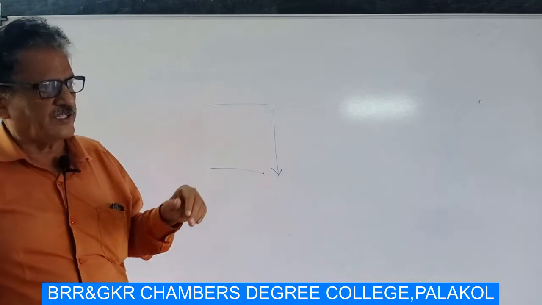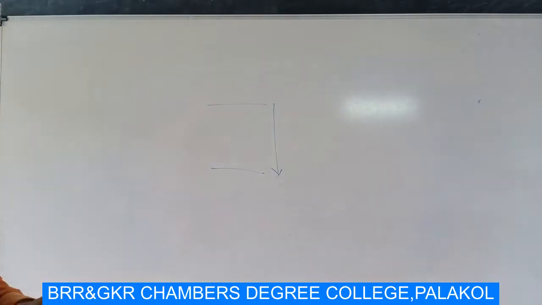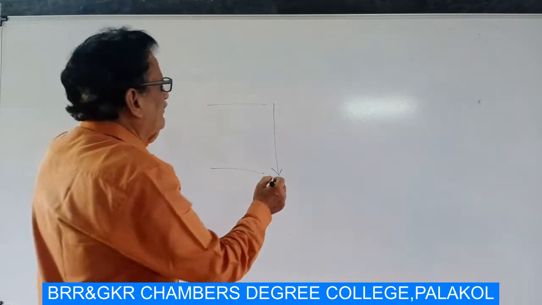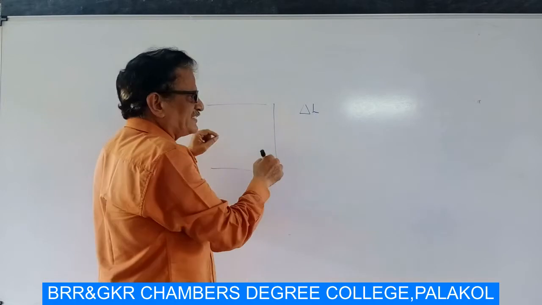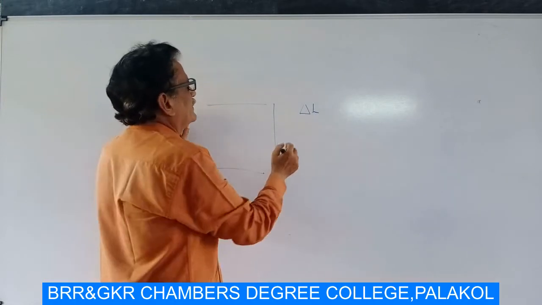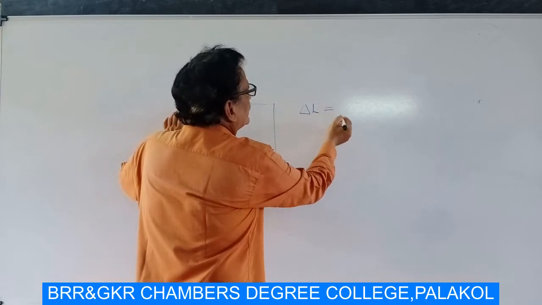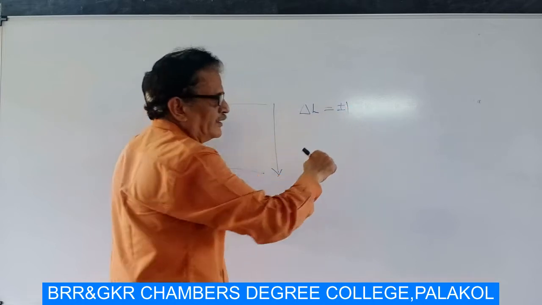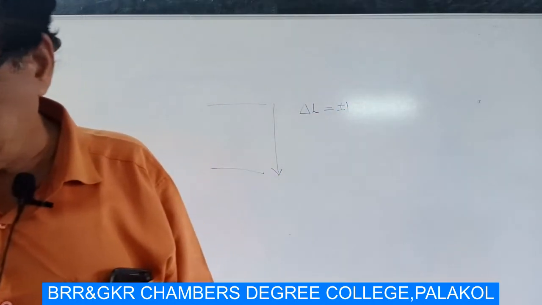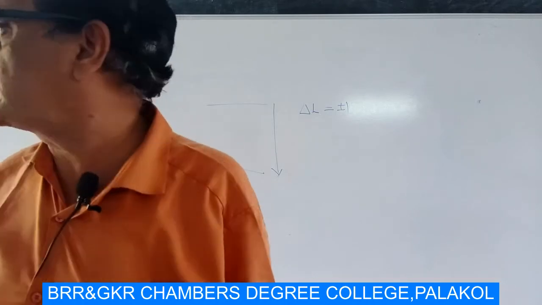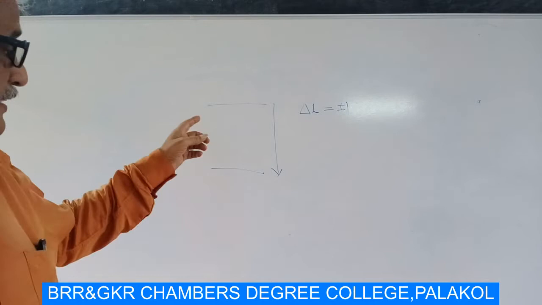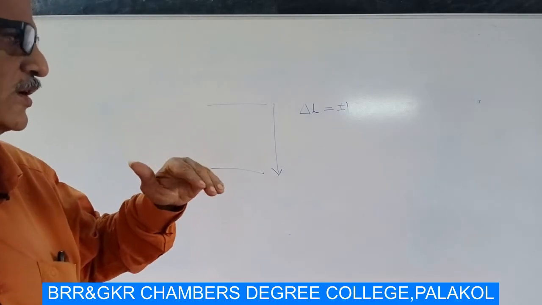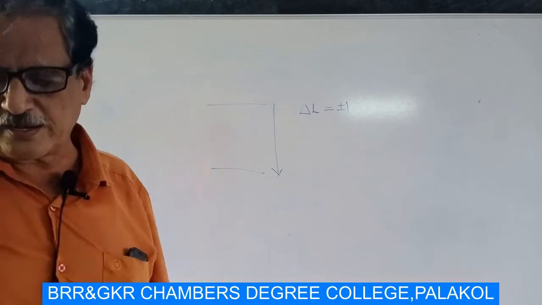These transitions take place if and only if the change in the L value, delta L, when the electron takes a transition from a higher energy level to a lower energy level, is equal to plus or minus 1. Only such transitions in which delta L is equal to plus or minus 1 are possible.